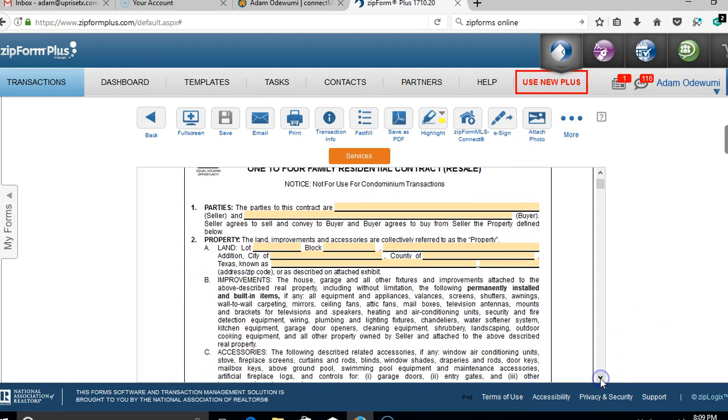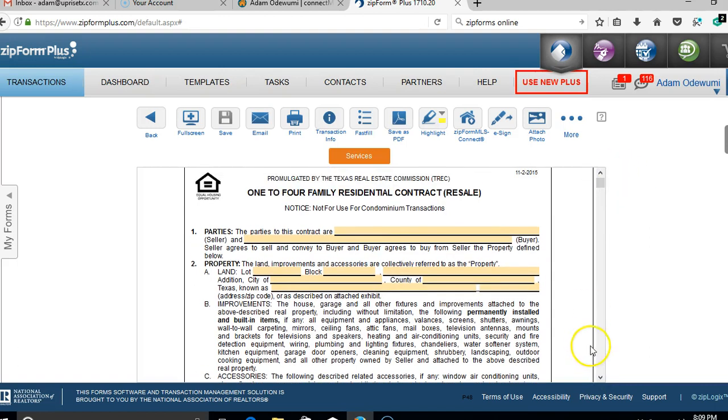This is a 1 to 4 residential contract. This is for single family homes, and again, 1 to 4, up to 4 units.